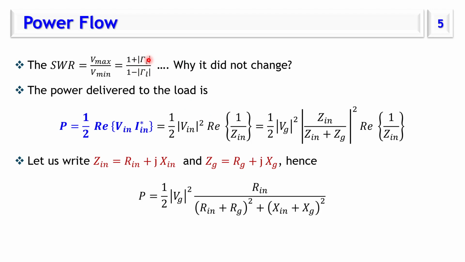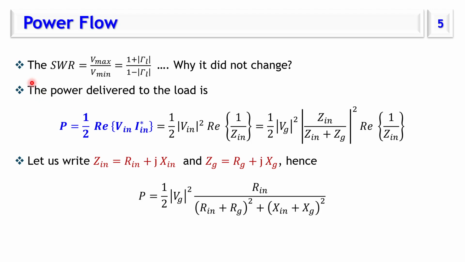One very important thing when we do a full analysis for a circuit is the power flow. The standing wave ratio equals Vmax divided by Vmin. It has the same expression as before. So when we considered the generator, nothing had changed, and I'm asking you why it didn't change. Just think about it, and remind me to discuss it in the discussion session.